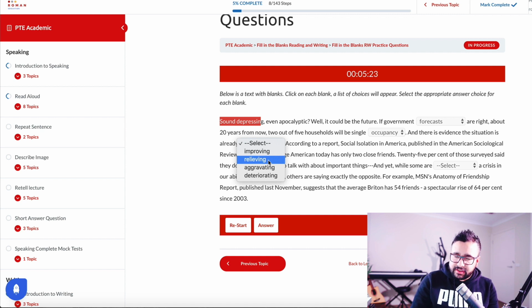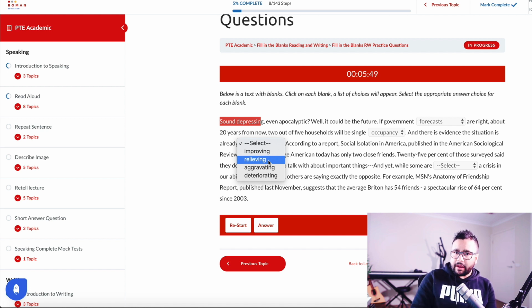It means Pearson is trying to test your understanding of the context, which means you need to figure out what is the context here, positive or negative. For that, you may have to read a little more, or you may have to read until you get the idea that this is a positive situation or negative. Since now I know this is a negative situation, improving and relieving are eliminated from my list, and I'm only focusing on aggravating and deteriorating.